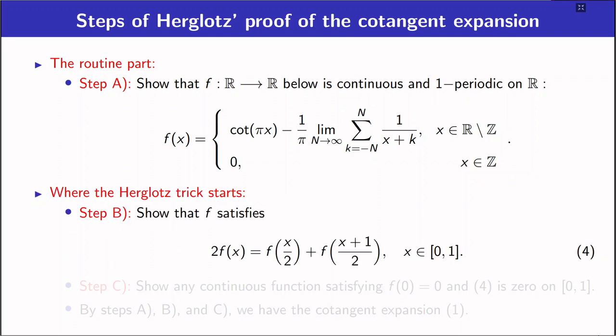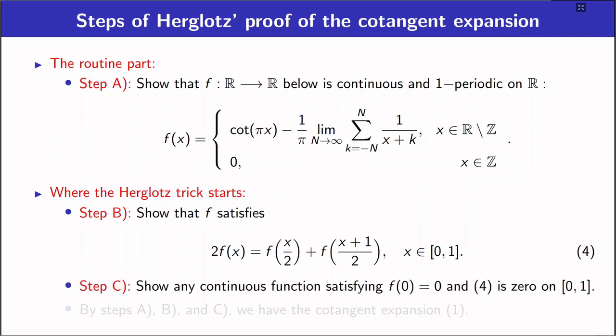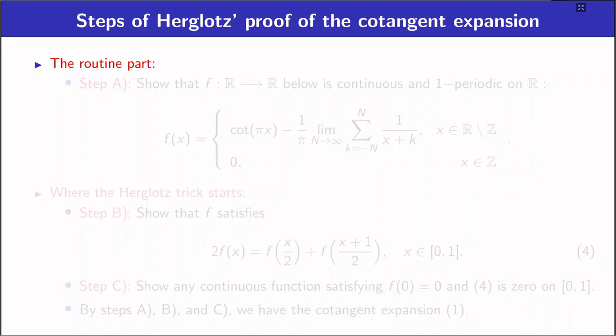This is where the Herglotz trick starts, with step B, where we verify that f satisfies this neat little functional equation and initial condition. Step C shows why we care about this functional equation in the first place. It turns out that any continuous function that satisfies this equation and initial condition must be the zero function. By parts A, B, and C, the error is zero on the reals, and we've proven the cotangent expansion.